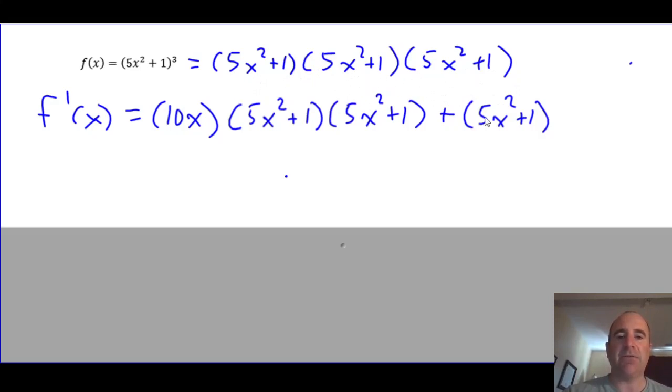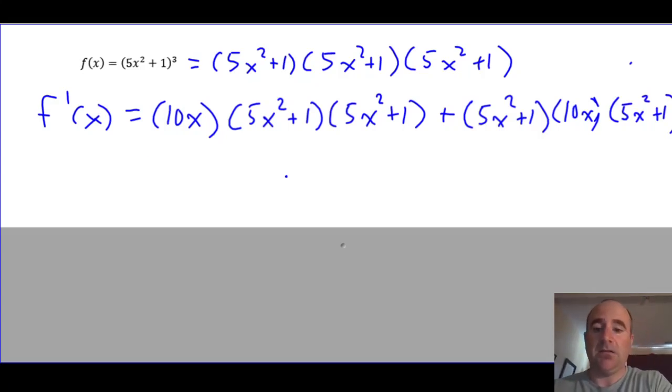So basically you have 3 terms, and each time you take turns with which factor gets to take the derivative. So 5x squared plus 1 times 10x times 5x squared plus 1. Sorry, no, let's do it. 5x squared plus 1. There we go. Okay? Now, the third one does the same thing.